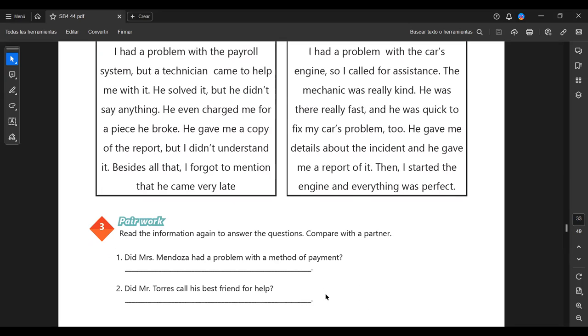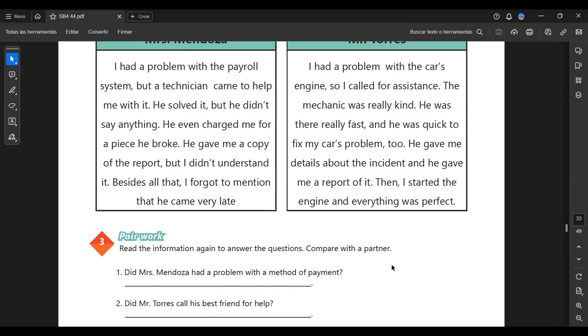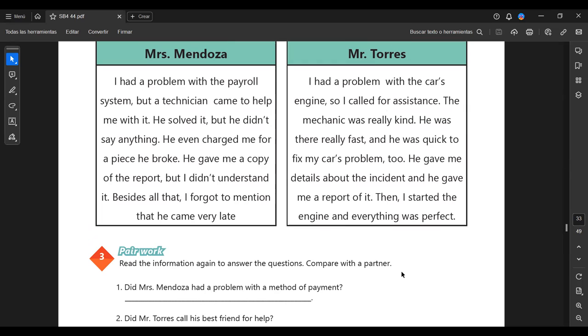Did Mr. Torres call his best friend for help? No, he didn't. Or yes, he did. I'm just giving you maybe the two options for answers. Now, what are you going to do? You have the information. I want you to write, from the different sentences that you have, at least three questions for Mrs. Mendoza and three questions for Mr. Torres. But now, you're going to do it with your classmates. Three and three.